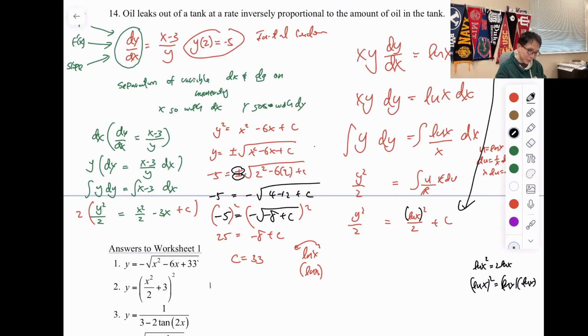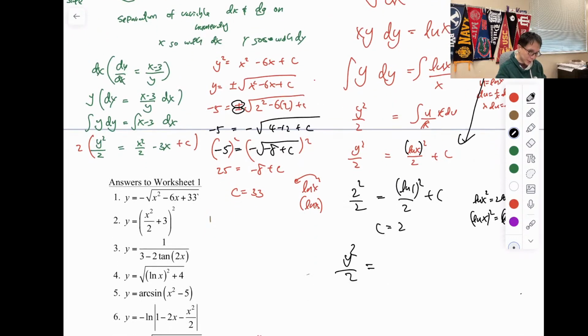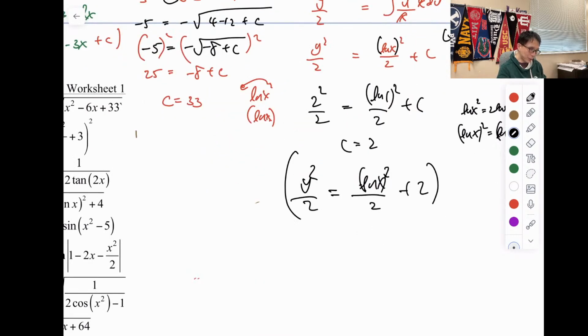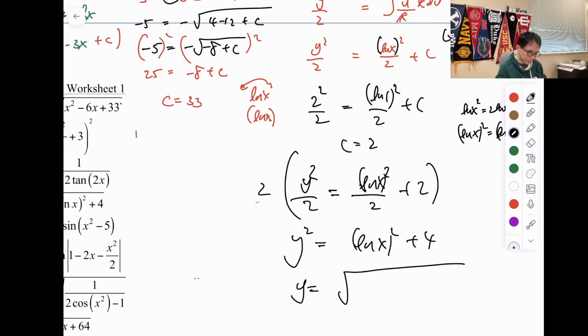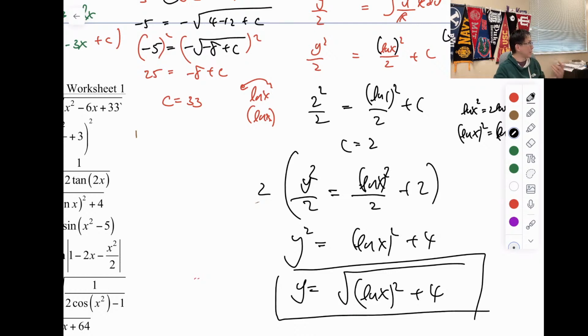So that's going to give you 2 squared over 2 is equal to ln of 1, squared, plus c. C is equal to 2. And then you have y squared over 2 is equal to (ln of x) squared plus 2, like this. And then you multiply by 2 on both sides. You're going to get the exact same answer, even though the c is a little bit different. So your C is probably 4. My C is 2. But my answer is the same as yours.